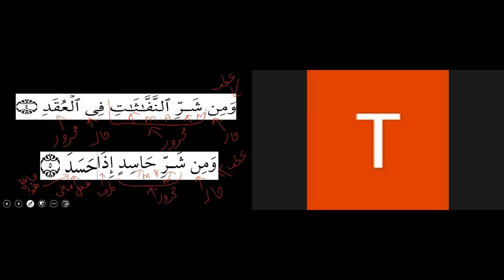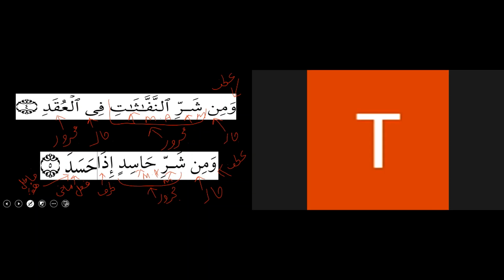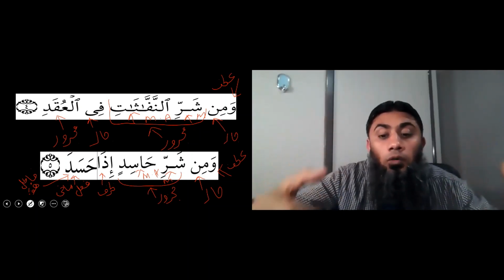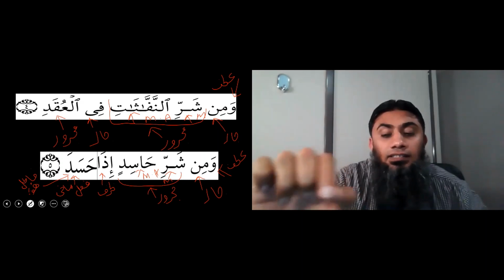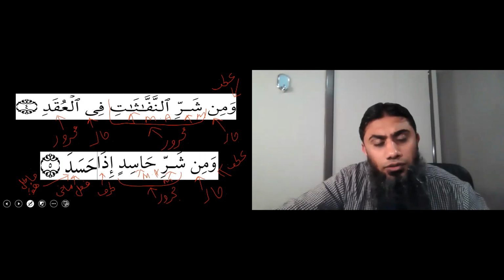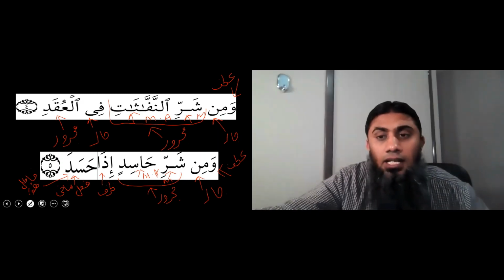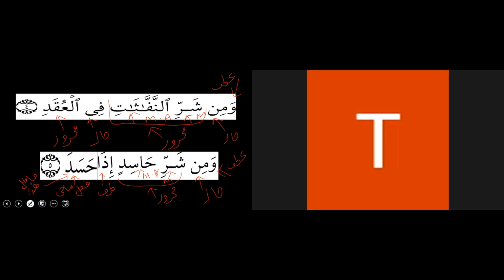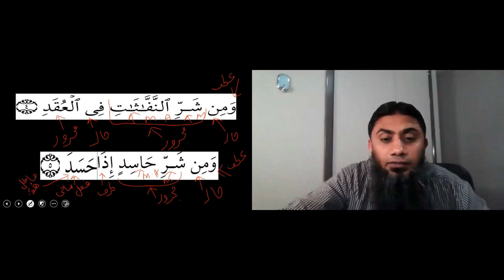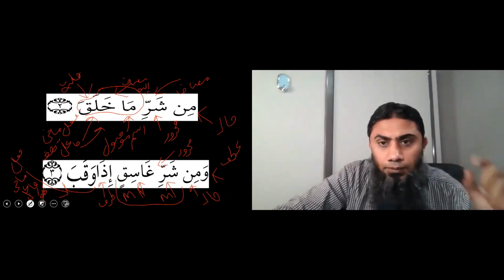Fi means in and uqad means knots. Why? Because when people used to do magic, they would tie knots and then blow in those knots. So from the evil of the blowers in the knots. And the reason nafathati is used as feminine is because in ancient times, mostly women were involved in magic. So that's why nafathati, the female blower word, is used. Okay. So from the evil of the blowers in the knots, and from the evil of the envier when he manifests envy.